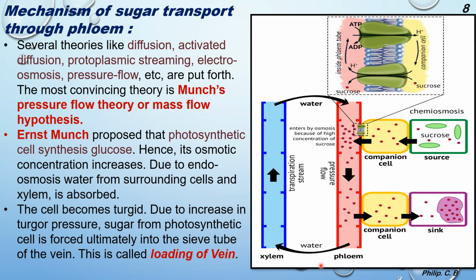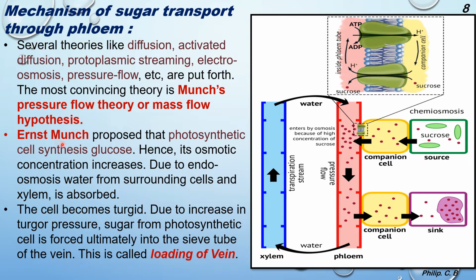Now, mechanism of sugar transport through phloem. So we come across how this sugar is transported. The first point: several theories like diffusion, activated diffusion, protoplasmic streaming, electroosmosis, pressure flow, etc. are put forth. The most convincing theory is the Munch pressure flow theory or mass flow hypothesis. Certain theories you already learned earlier, that is diffusion, activated diffusion, protoplasmic streaming, pressure flow, electroosmosis, etc. But the one which explains the flow clearly is the Munch pressure flow theory.